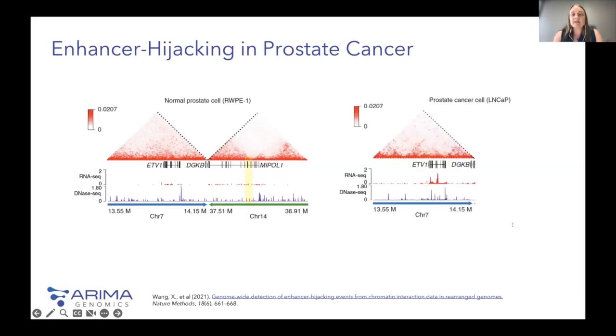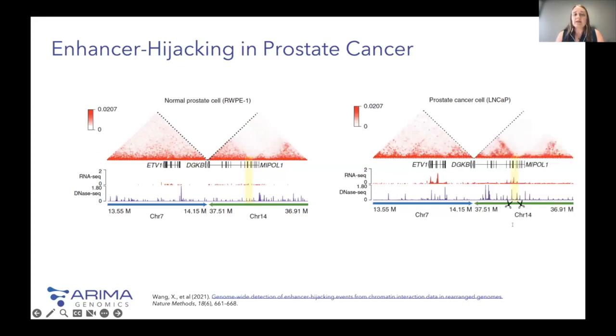Now, if we look in prostate cancer cells, here we see the interactions again on chromosome 7 and the interactions on chromosome 14. And in these cells, there is a fusion event between these two chromosomes. And we actually see the expected interactions between the two chromosomes on the rearranged allele. So in the interaction data here, we can see these looping structures denoted by the circles that are forming between the ETV1 promoter and other regions in an intron of MYPOP1 in a region that is also marked by DNase hypersensitivity.